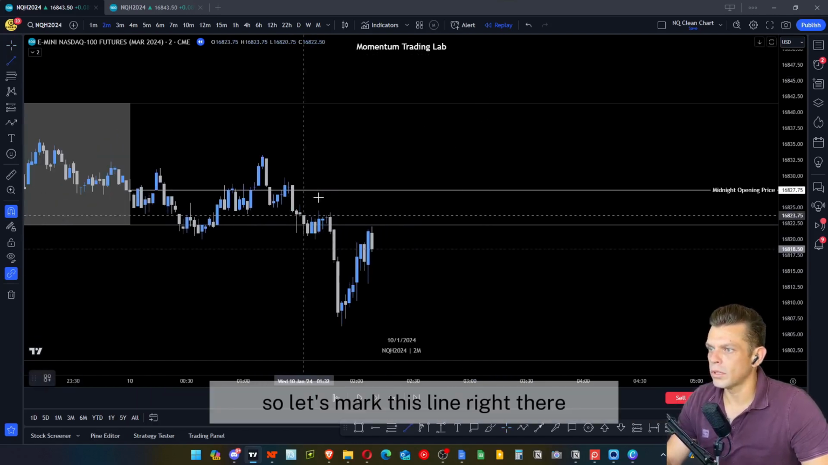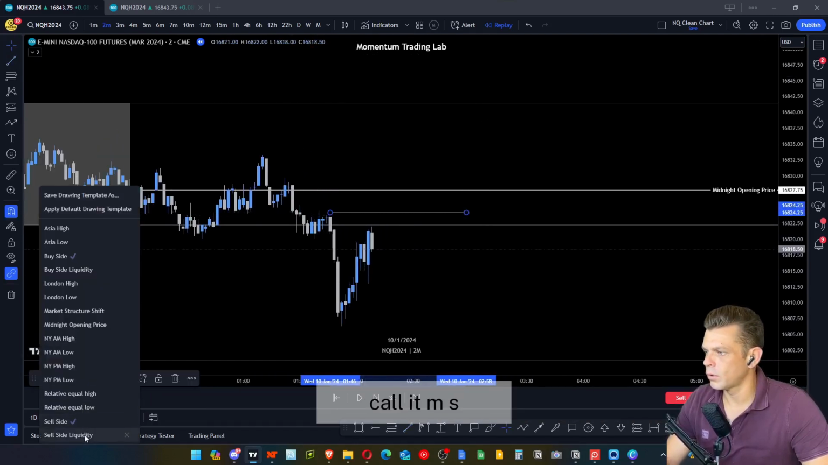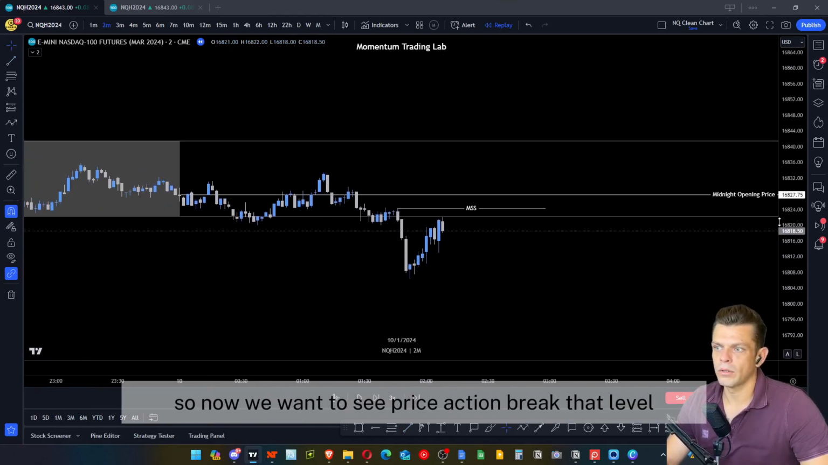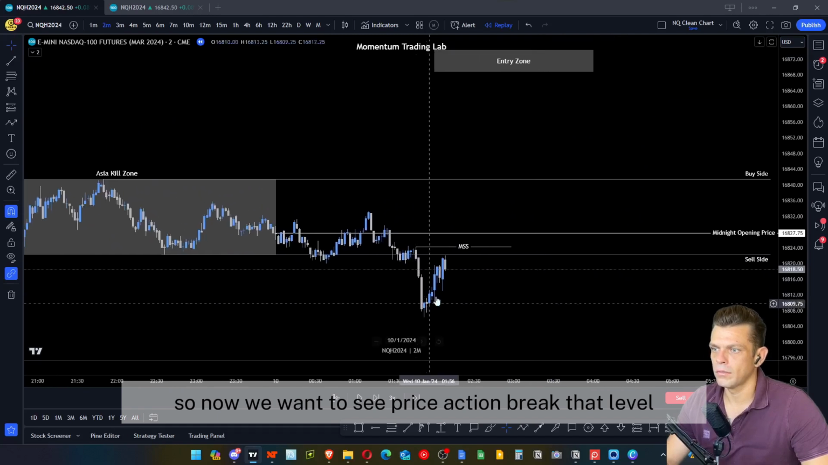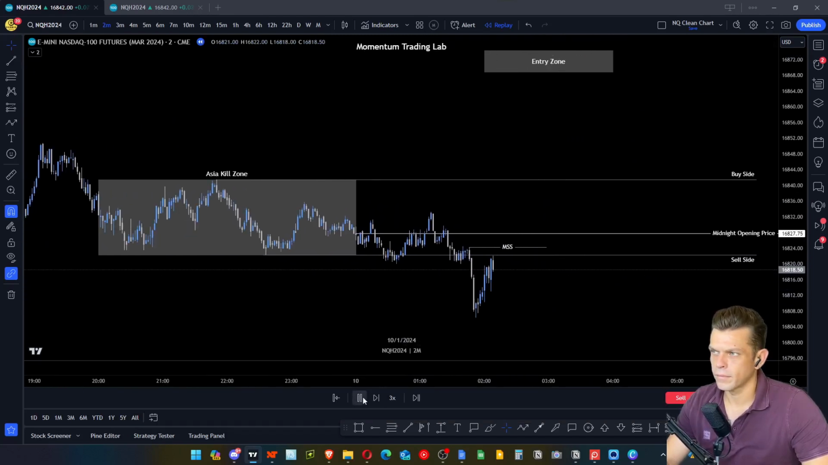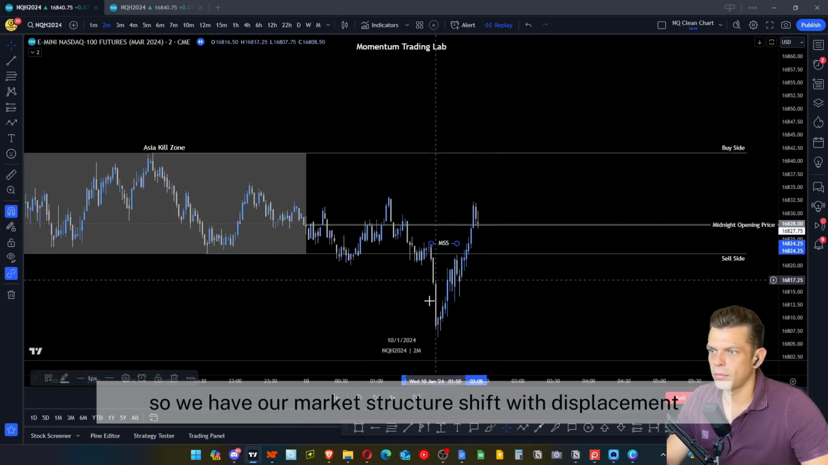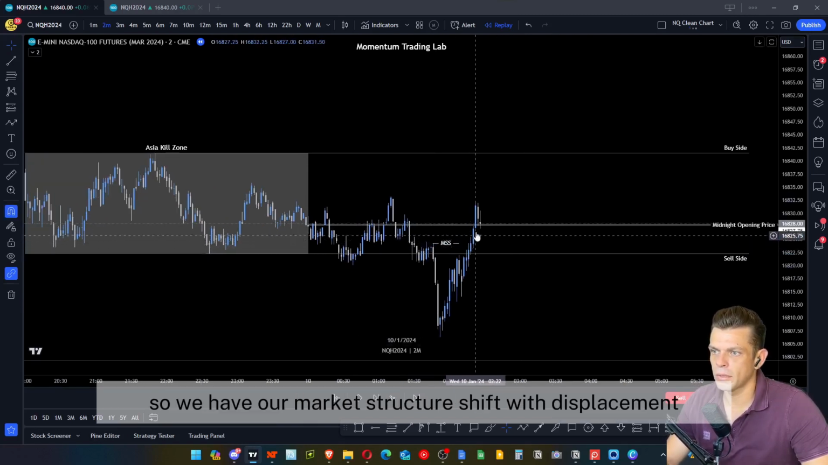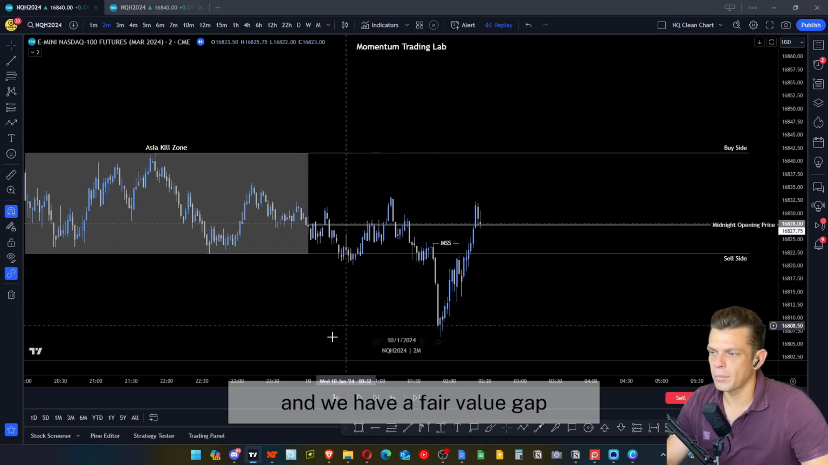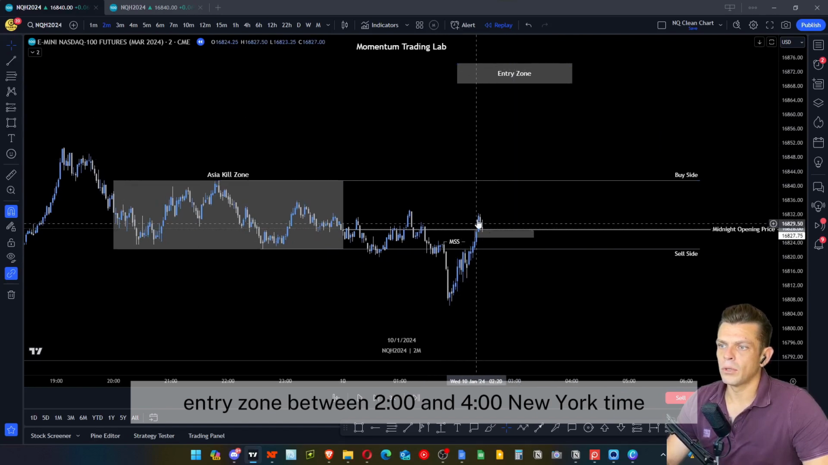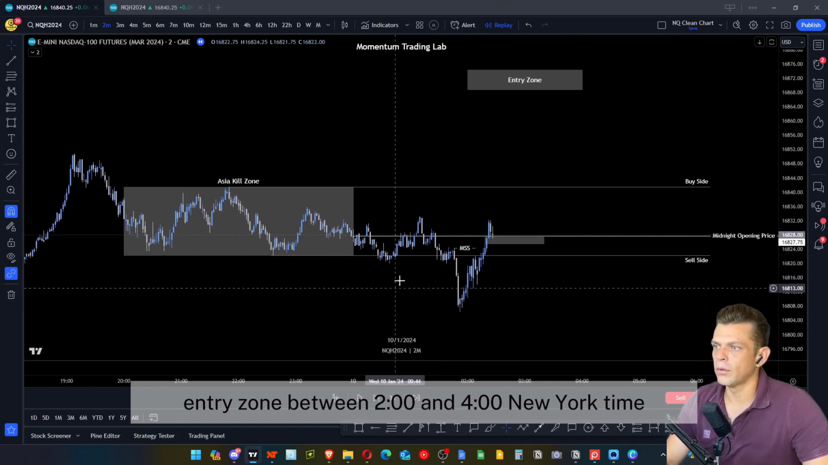So let's mark this line right there and call it MSS for market structure shift. Now we want to see price action break that level. Okay, right there, it breaks that level. So we have our market structure shift with displacement, and we have a fair value gap right there on the 2-minute. And we are in our entry zone between 2 o'clock and 4 o'clock New York time.